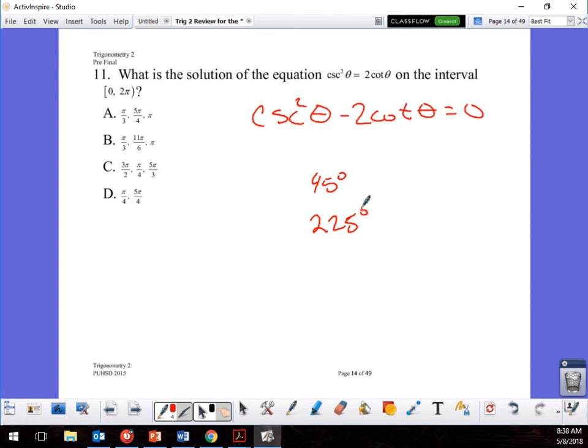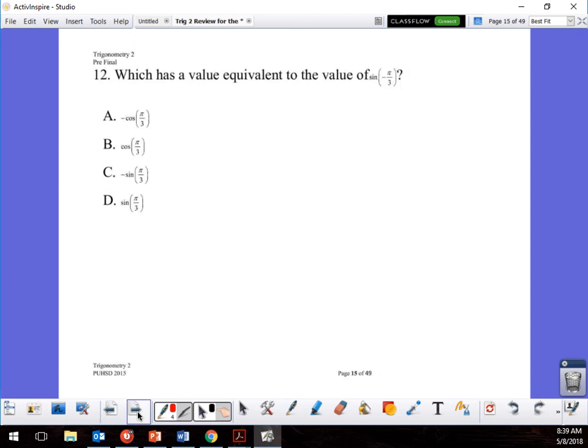So 45 degrees is going to be my pi over 4. And 225 is going to be 5 pi over 4. That's an ugly 5 pi. There we go. So my answer, which has a value equivalent to the value of sine of negative pi over 3.